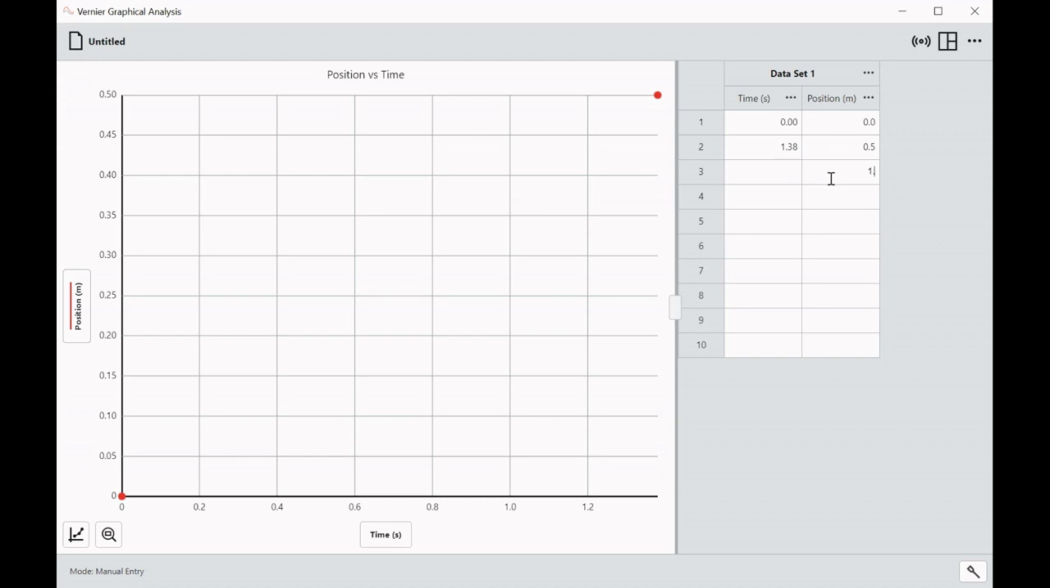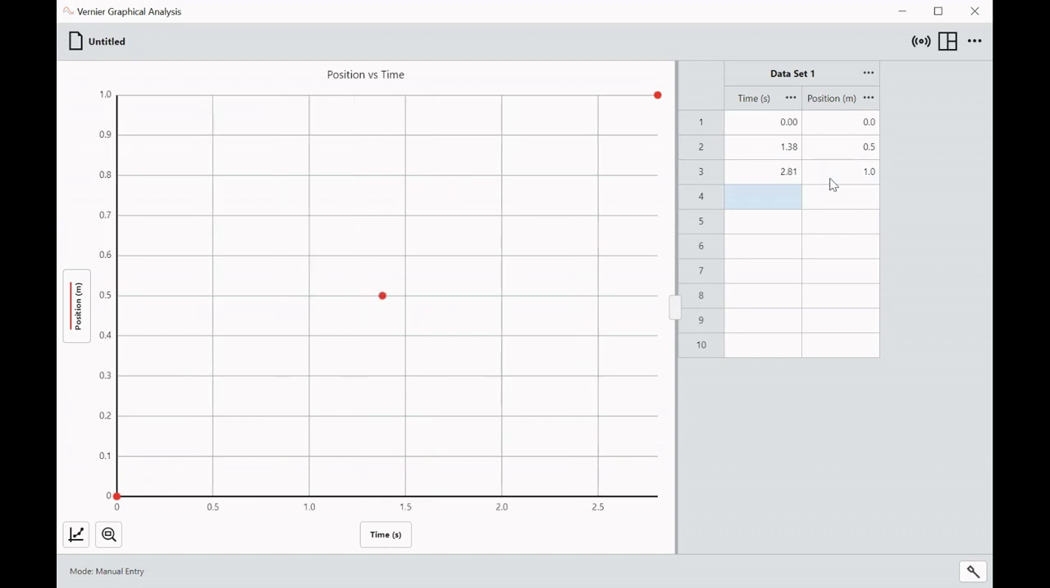And then when the car was at 1.00 meters, it was there at 2.81 seconds. Let's see, at 1.50 meters, the car was there at 3.81 seconds.